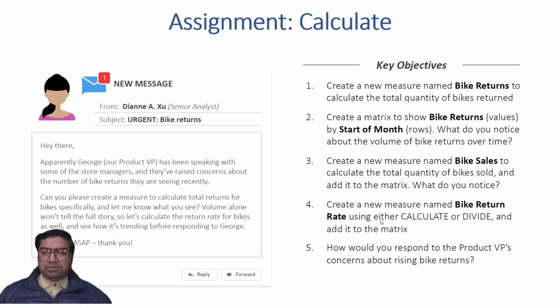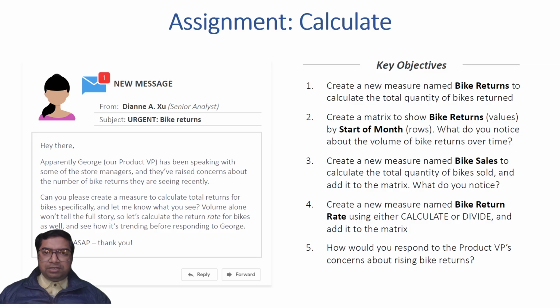The next one is to create a new measure bike return rate using calculate or divide, and add it in the matrix. So basically I need to create a matrix over there, put all the information, and we need to see it and share it with that person, the fifth one. So let's try to do it in our data model. I'll open the Power BI.